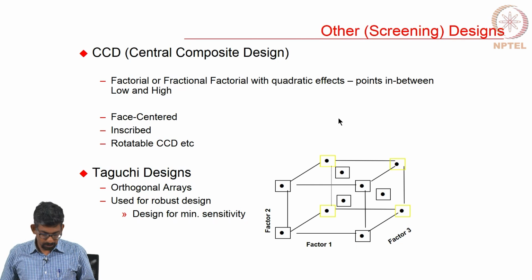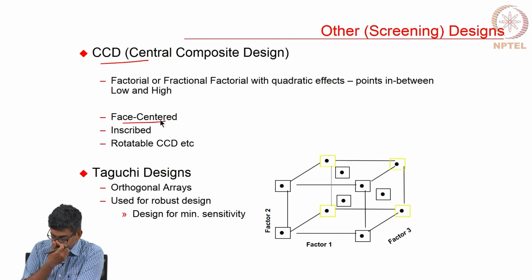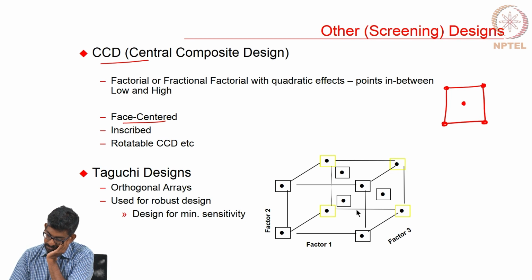There are also other types of designs, like the central composite design. Under that there are different things. One is the face centered, rotatable CCD and all that. What does the face centered say? It says take a particular face and put a point at the center also. So, that is what we have here. 1, 2, 3 and 4. So, there will be a point in the center, and it goes like that.